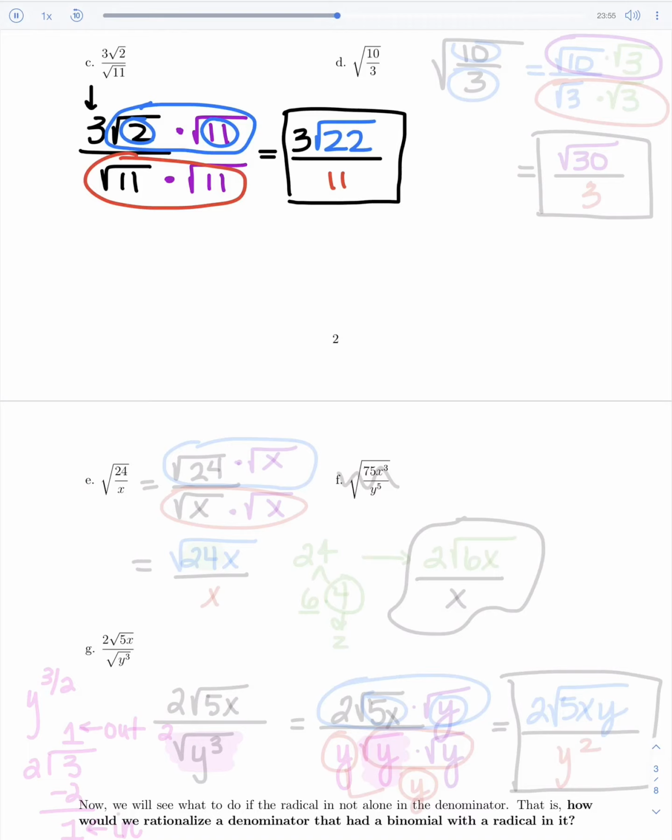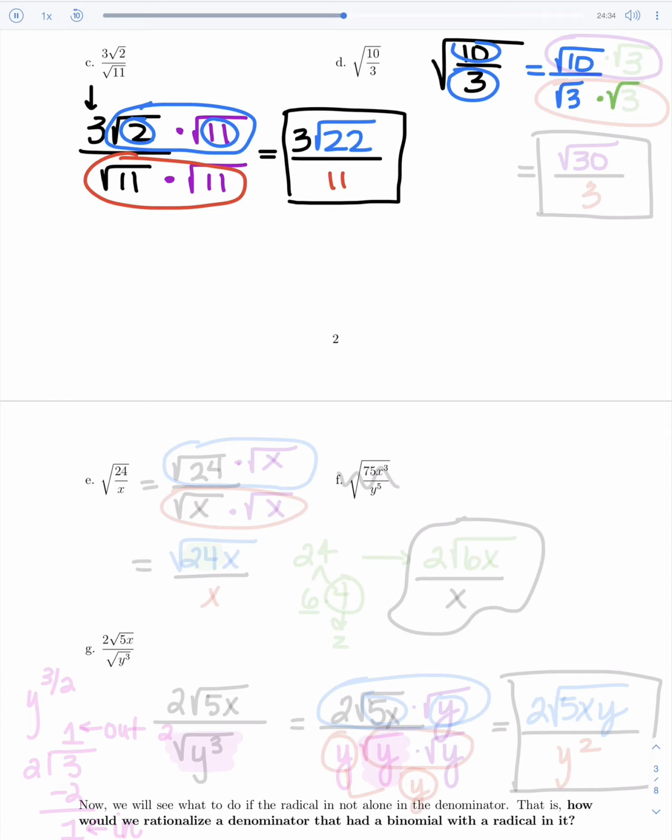Problem D. You might wonder why D is the same type of problem, because it's the square root of a whole fraction, 10 over 3. But if you remember from earlier in this chapter, if you take the square root of an entire fraction, it means you have to take that root of the top and the root of the bottom. So I can break this up into the square root of 10 over the square root of 3. Then it's a little bit more clear as to what the issue is. I can't have a square root in the bottom and I've got a square root of 3.